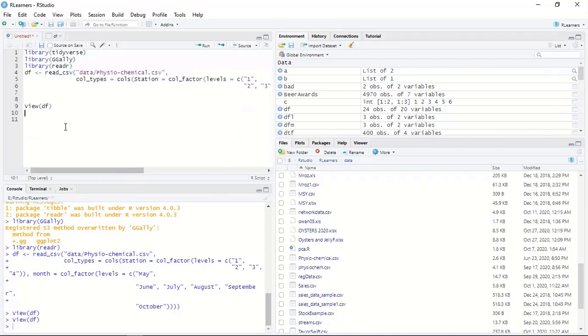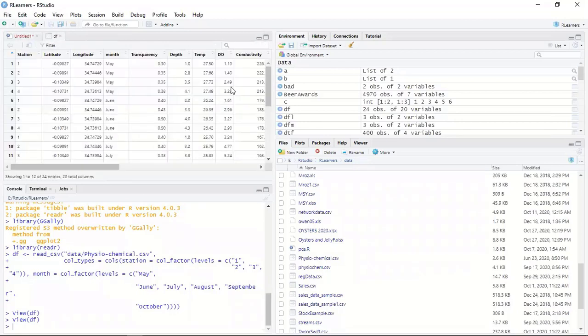Now, this GGally does very good for you. So what you just need to write here is ggcorr, and then it is your df. Before we do that, I'd like to show you something. Last time I showed you how to filter so as to select some of the variables here. Now, I would like to show you another way of selecting variables.